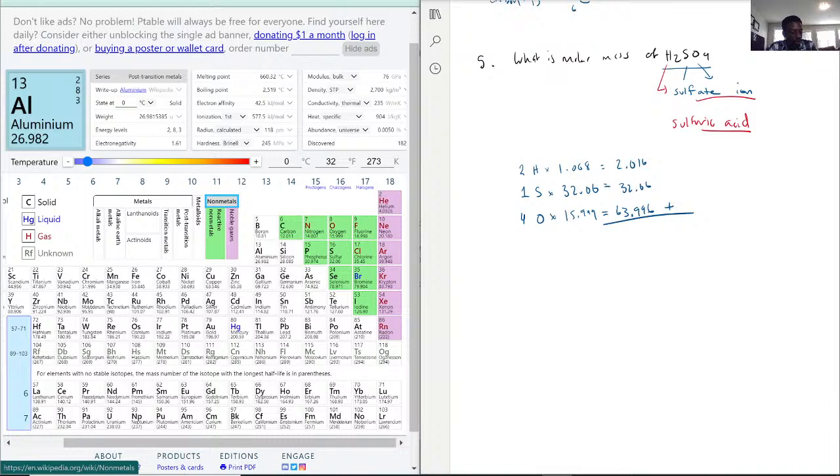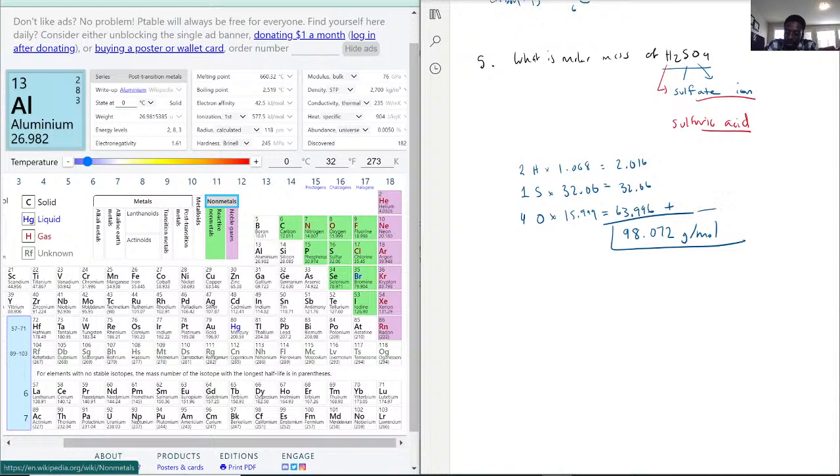2.016 plus 32.06 plus 63.996. So really close, actually. 98.072. It's quite close to the other amount we had, which makes sense because sulfur almost makes up for that extra hydrogen, because it's just that much heavier than phosphorus. It's about a hydrogen heavier.